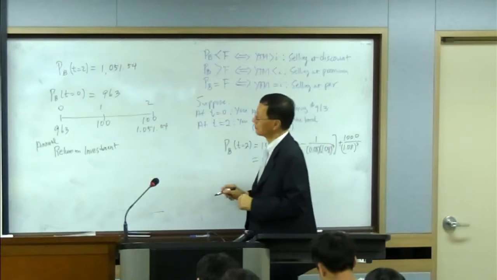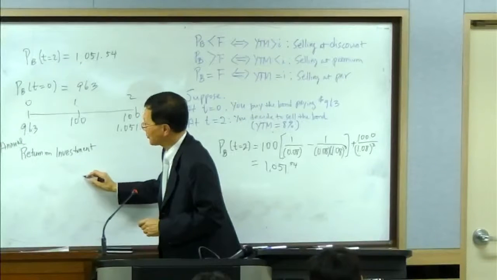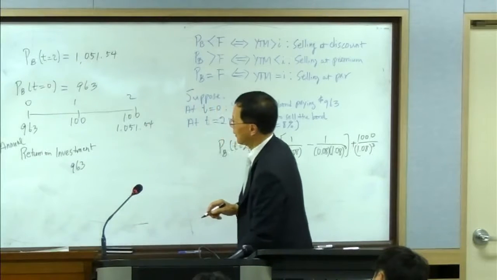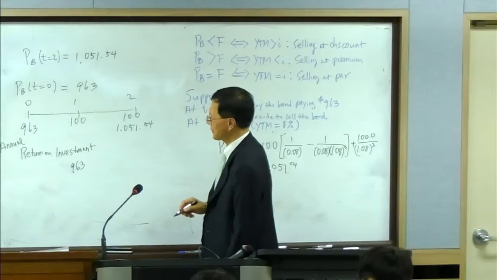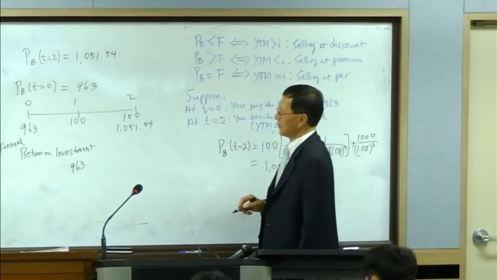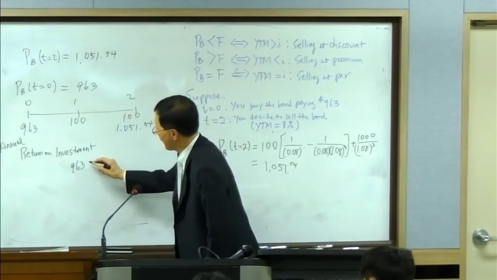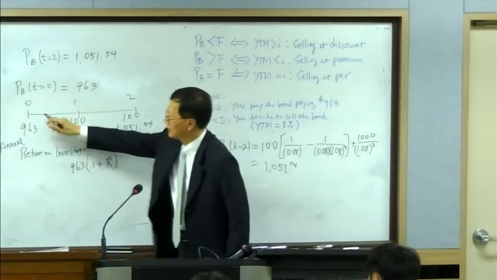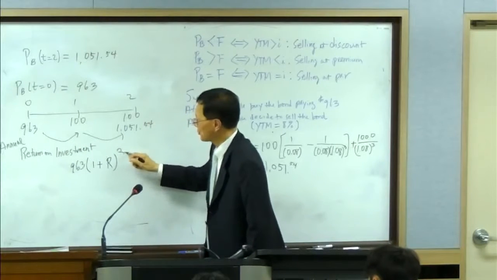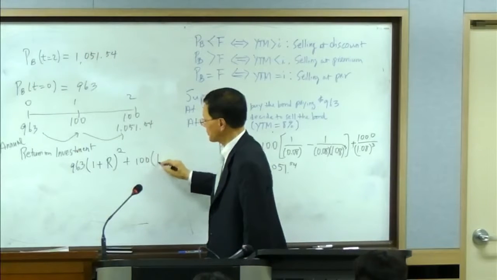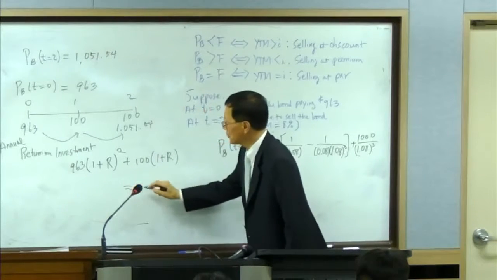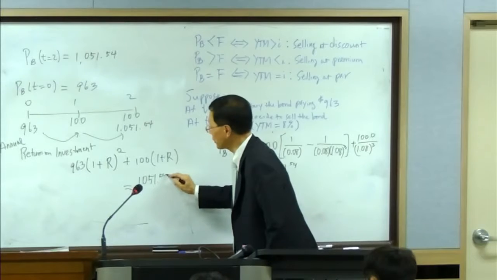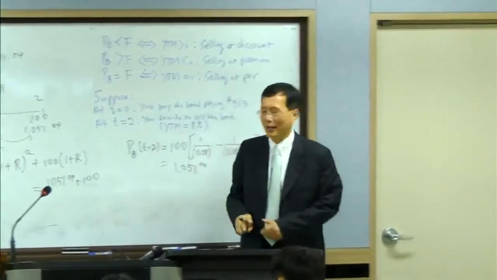Let's find out, okay? 963, let's see what would be the best way. 963 times 1 plus, let's call it big R, to the power of 2, because this is invested for 2 years, plus 100 is invested for 1 year. And that will be equal to 1051.54 plus 100. So find R. How much is R?